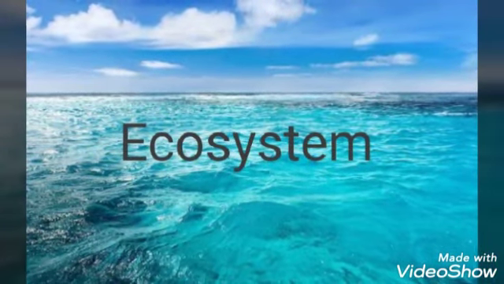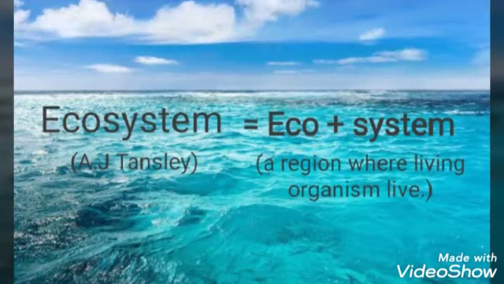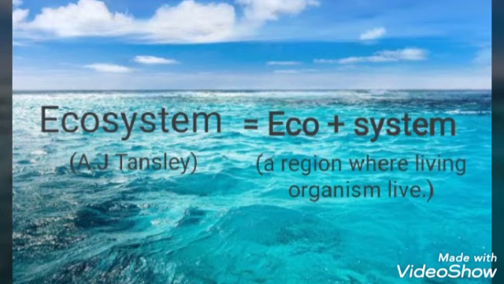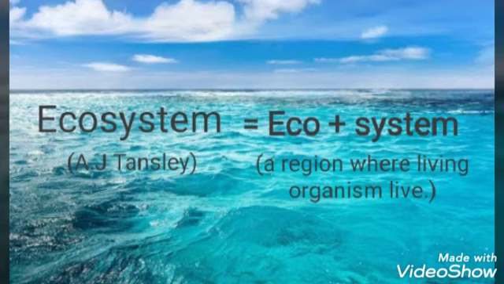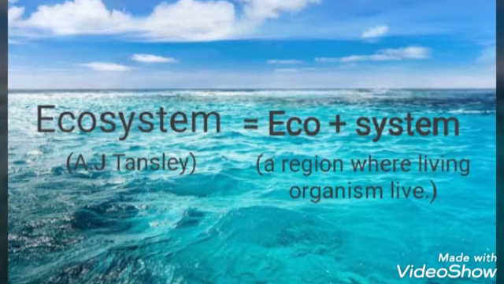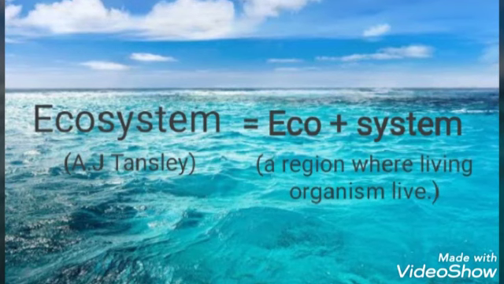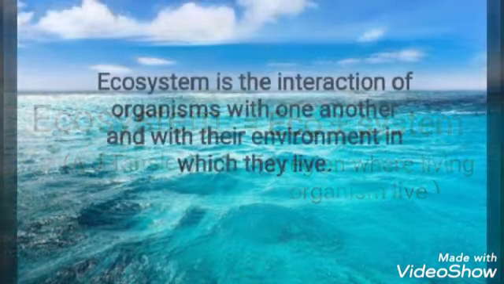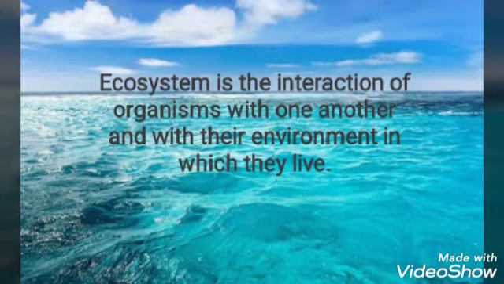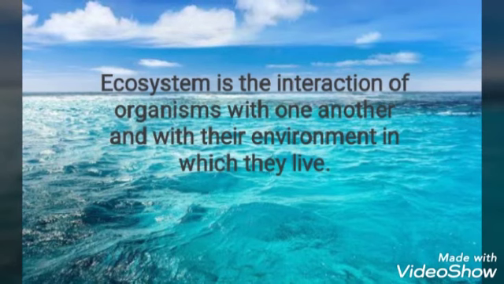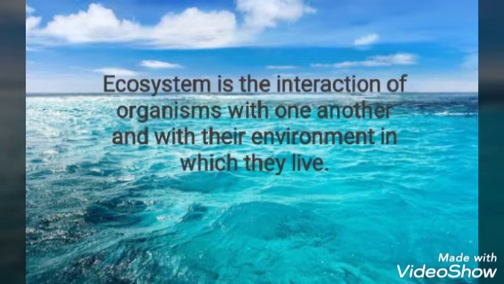Ecosystem is a word which was given by A.G. Tansley, and it is composed of two words, eco plus system. Eco means a region where living organisms live. The definition of ecosystem is: ecosystem is the interaction of organisms with one another and with the environment in which they live.